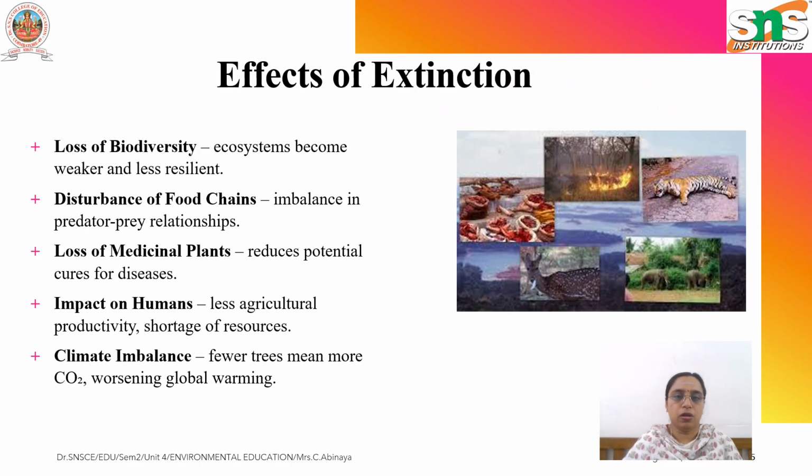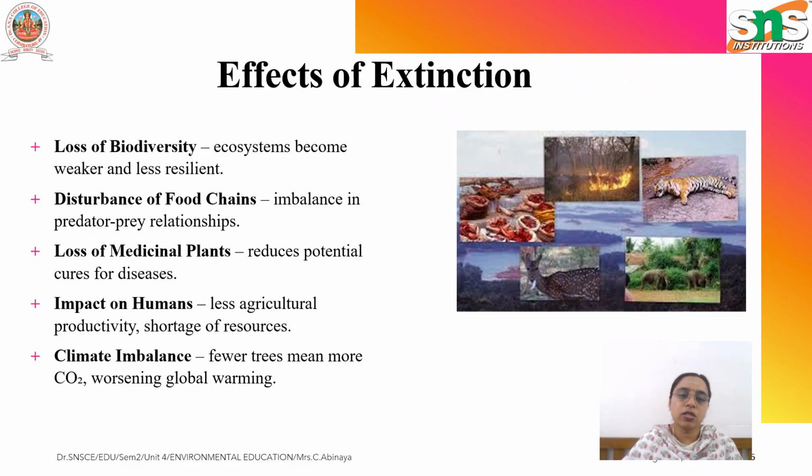Effects of extinction. So what happens when species go extinct? The effects are really very serious. First one is the loss of biodiversity. The variety of life decreases and the ecosystems become weaker. Then the disturbance of food chains: if one species disappears, the whole food web is affected. For example, if honeybees disappear, pollination stops, the plants cannot reproduce, and agriculture collapses.